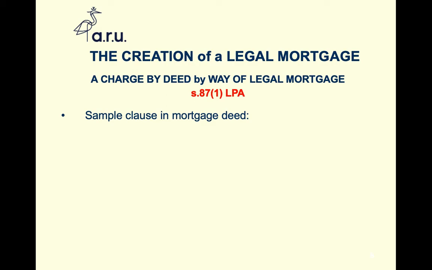That's what we've been doing so far the whole way through. Section 12C of the Law of Property Act 1925 recognises a legal mortgage, Section 87(1) saying that that is a charge by deed by way of legal mortgage. So that's the creation of it.